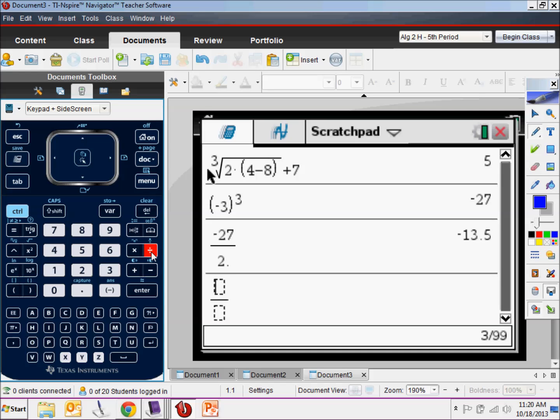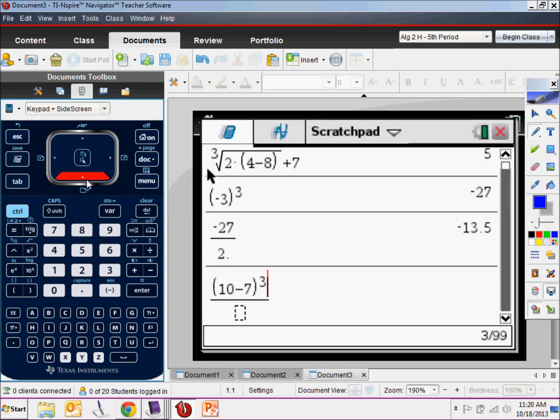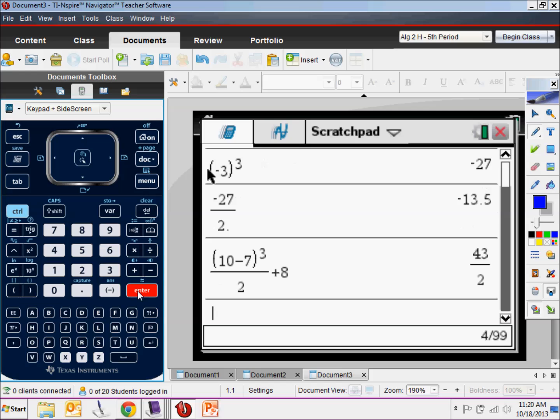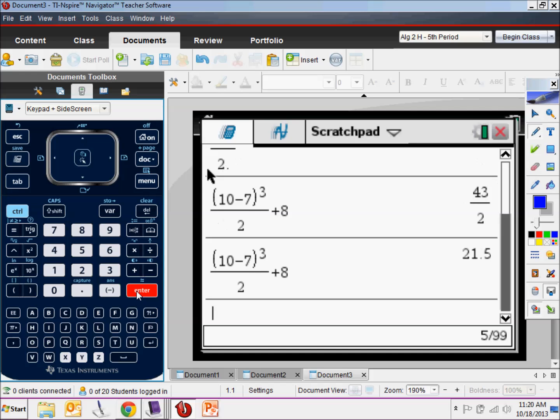Control, divide. I'm going to put parentheses. 10 minus 7 cubed divided by 2 plus 8. And what do I get? Control, enter, and what do I get? 21.5. I either can have 43 halves or I can have 21.5.